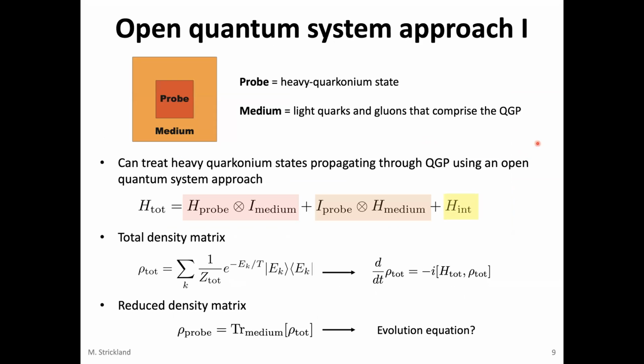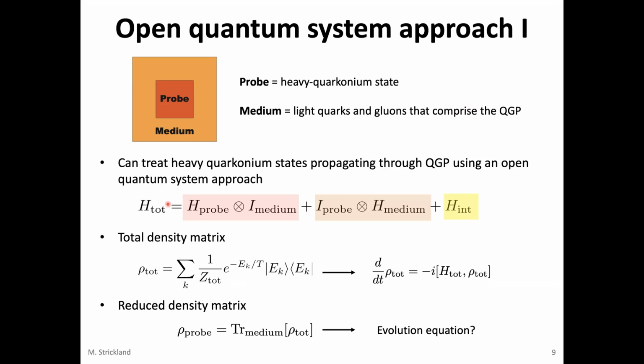Now, to do this systematically, we're going to use something called an open quantum system approach, in which we treat the bottomonium state that's propagating through the quark-gluon plasma as a probe, which is a subsystem of our full quantum system. The full quantum system also includes the medium, which is this quark-gluon plasma. The medium includes all the light quarks and gluons that we assume are in near perfect thermal equilibrium, or close to it, and that's the stuff that we call the quark-gluon plasma.